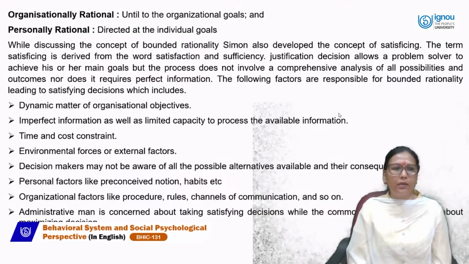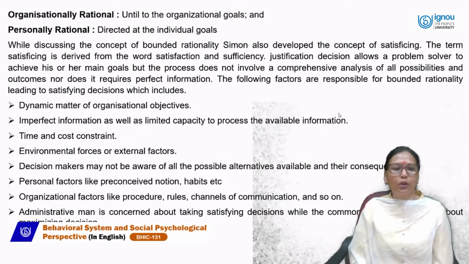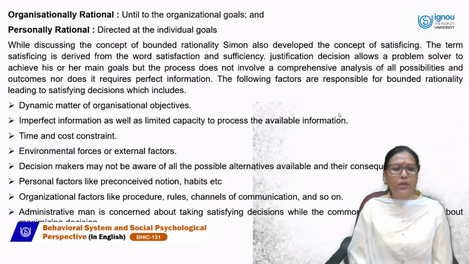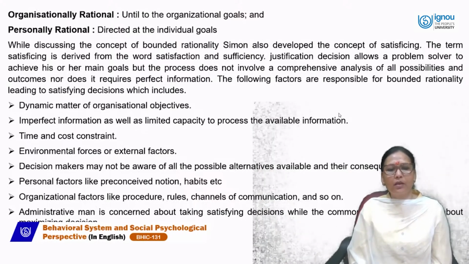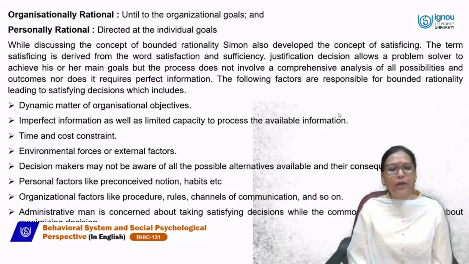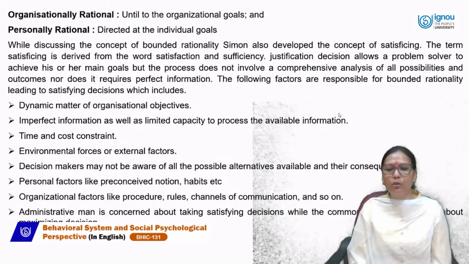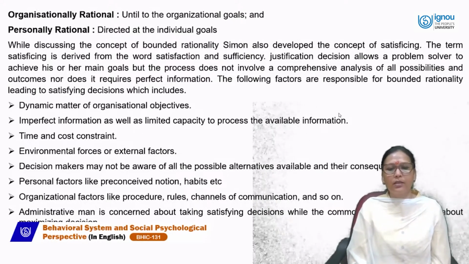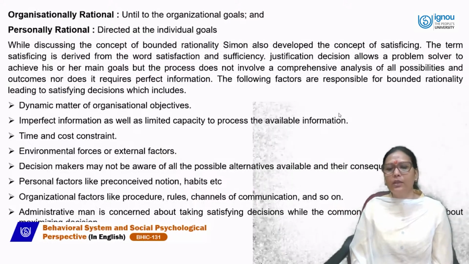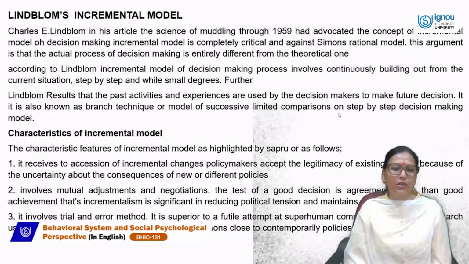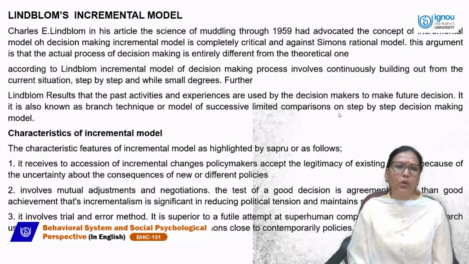These were the factors included in Simon's rational model. Next were the personal factors like prejudices, notions, habits, etc. Organizational factors like procedures, rules, channels of communication, and so on were also there. Administrative man is concerned about taking satisficing decisions, while the common man is concerned about maximizing decisions. This was the Simon rational model.